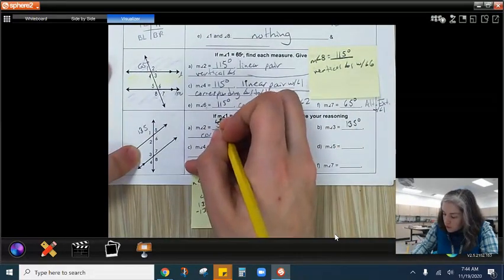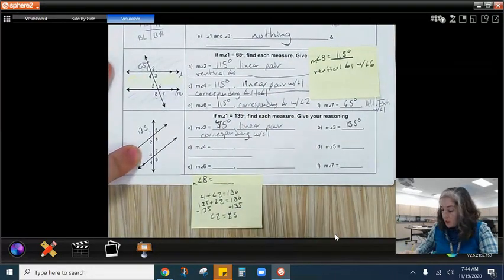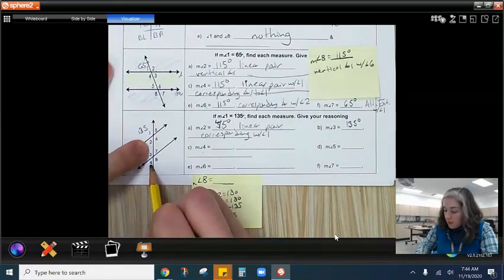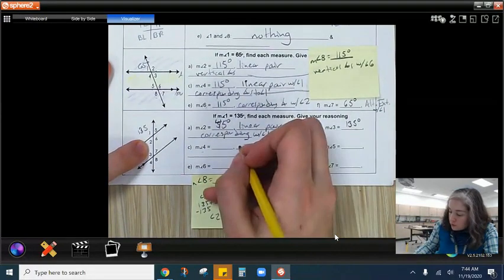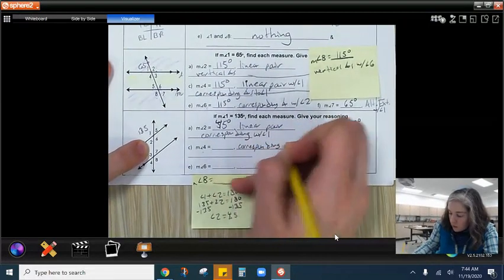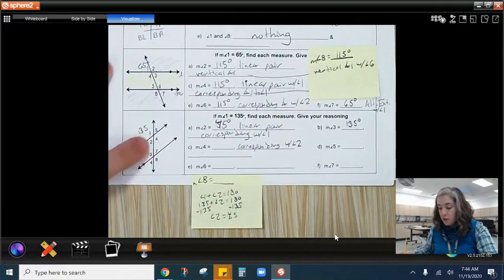Ooh, this should be 45, shouldn't it? Oops. There we go, 45, my bad. Okay, angle 4 is next. Angle 4 is down here. Angle 4 actually corresponds to angle 2. Right, it corresponds with angle 2.